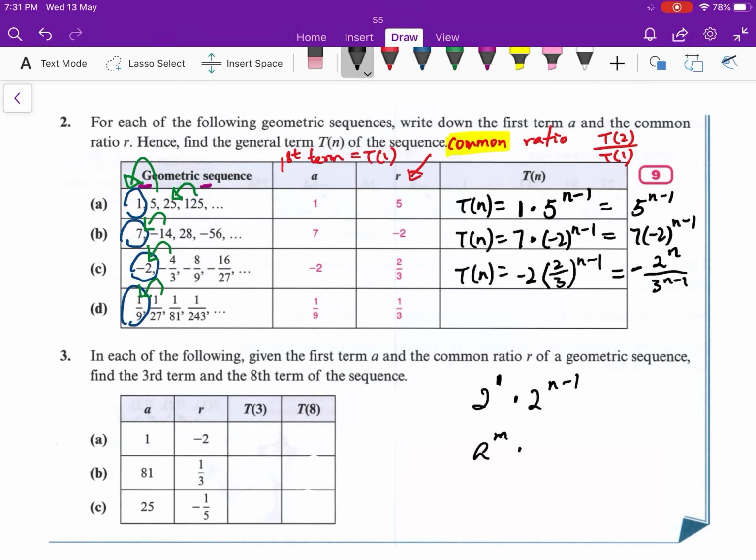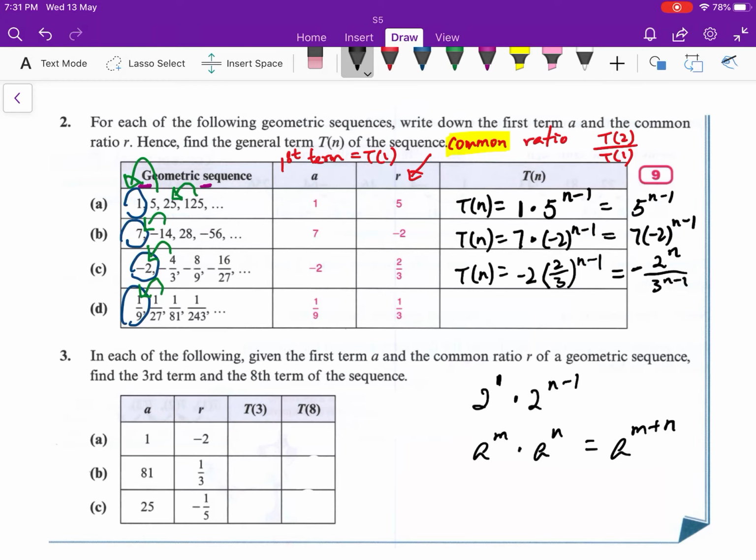When you have a to the power m times a to the power n, what can you do? Yes, the powers can be added together. So 1 plus n minus 1 is n. But 3 to the power something, you don't have another 3 to combine with, so nothing can be done. Just keep it. So remember, so different, right?